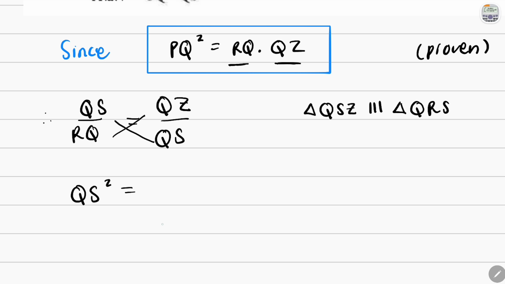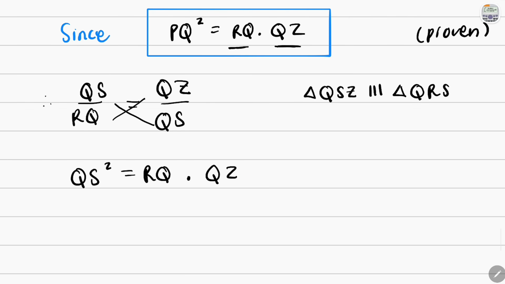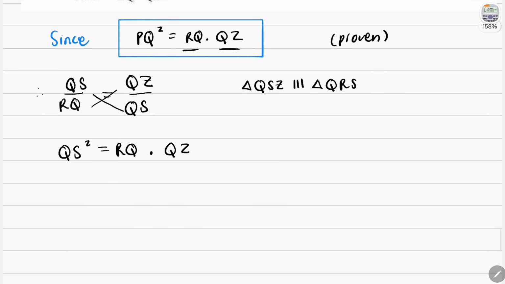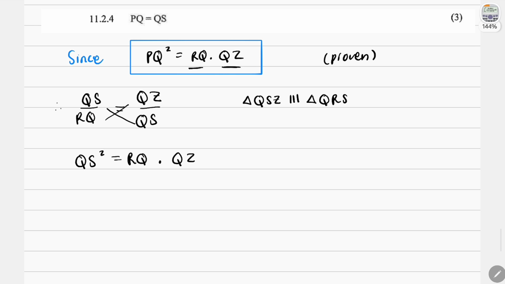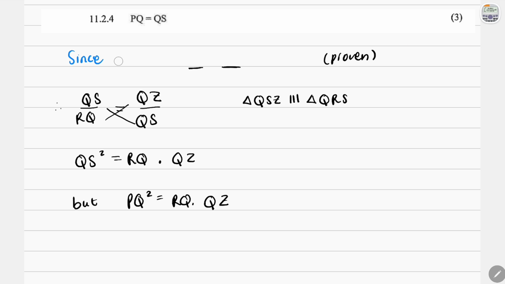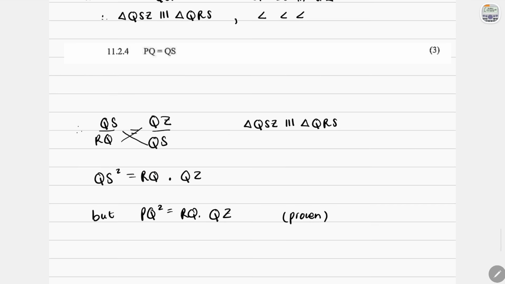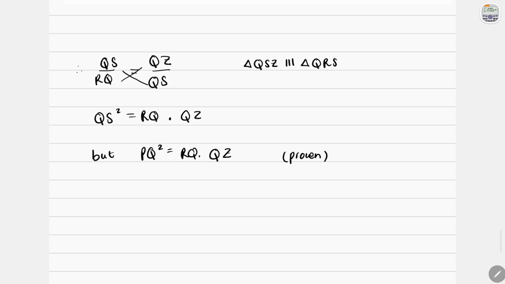So RQ times QZ. That's RQ multiplied by QZ. Do you see how they are both equal to the same thing? Okay. So to make this better, what we could have done is just stated this first and then said, but do you see how PQ squared was already equal to RQ times QZ? Okay, so instead of saying it there. And this was proven. Okay, because they're both equal to the same thing, we can also just equate them.